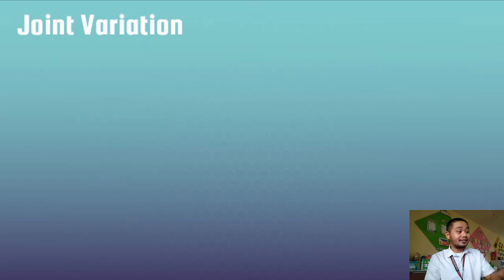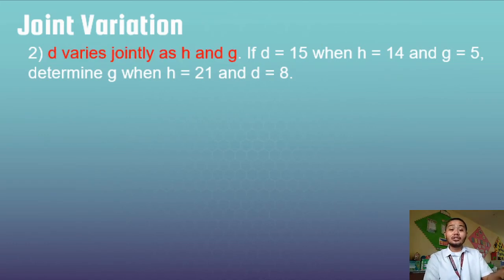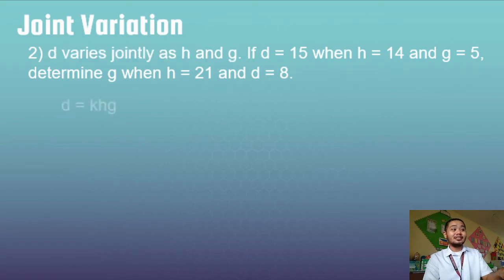Next example tayo. So d varies jointly as h and g. If d is equal to 15 when h is 14 and g is 5, determine g when h is 21 and d is 8. So almost the same lang sa first example. Anong pinagkaiba? Letters and numbers lang. Pero yung steps, parehas lang. First, d varies jointly as h and g. So that would be, d is equal to khg.